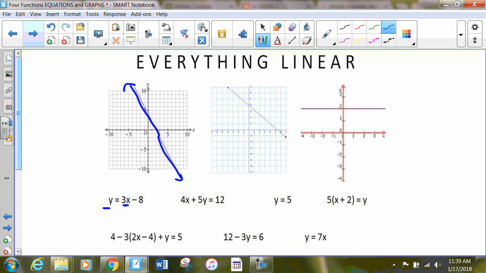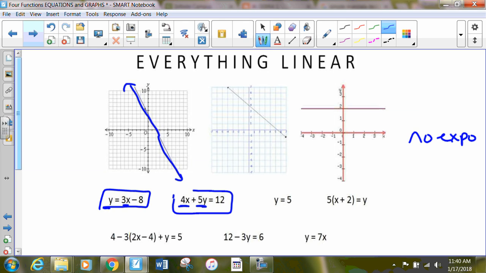There are no exponents. We'll never see an exponent when we're talking about linear. We can see that sometimes x and y are on the same side, like this one, which is a standard form, right? That's still linear. And this first one was in slope-intercept form, right? We've worked with that form a lot.